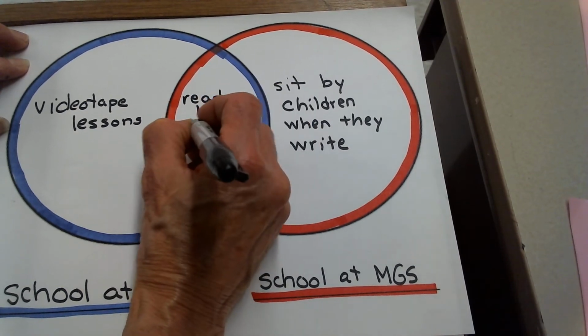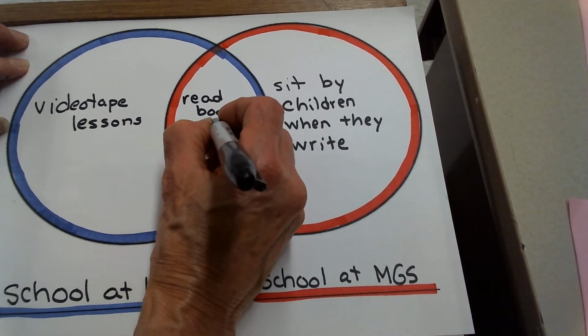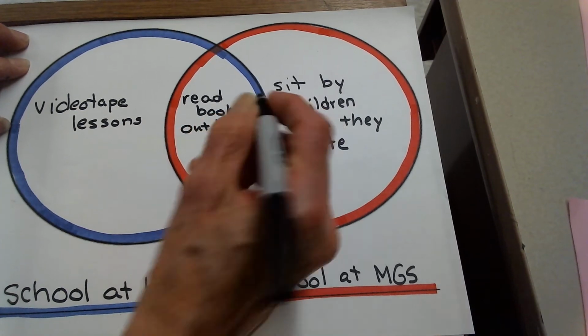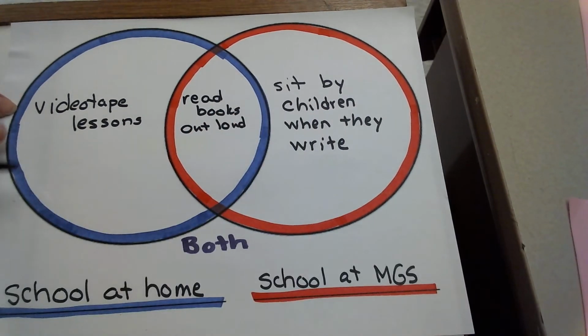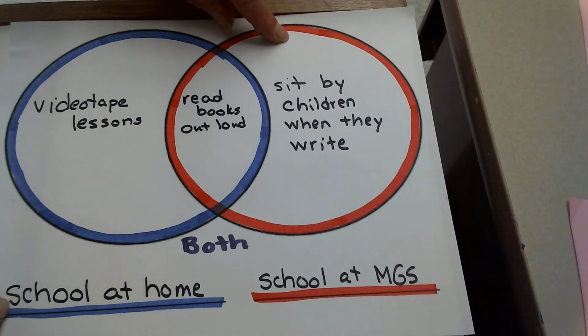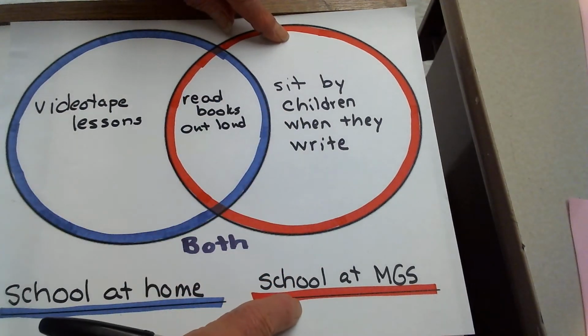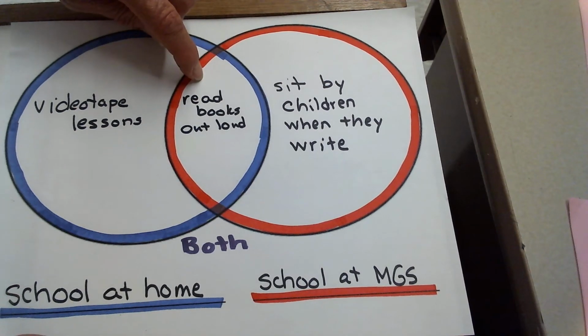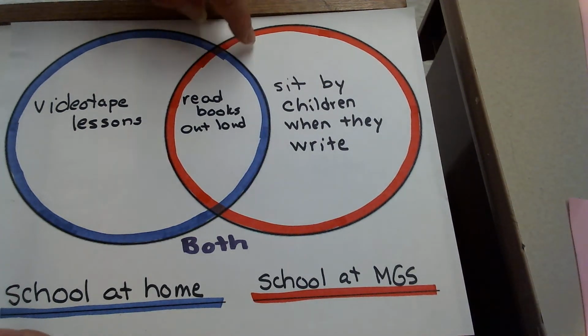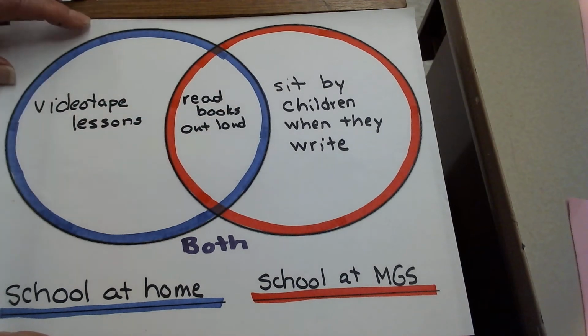That is true for both circles. So the blue circle, what I do when I have to teach when you're at home. The red circle, what I do when I get to teach children at school. And the middle, what I do whether you're at home or school. That's in the middle. Okay?